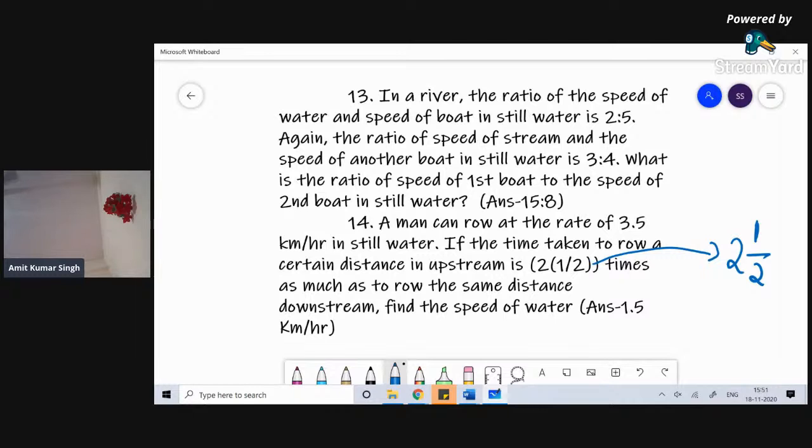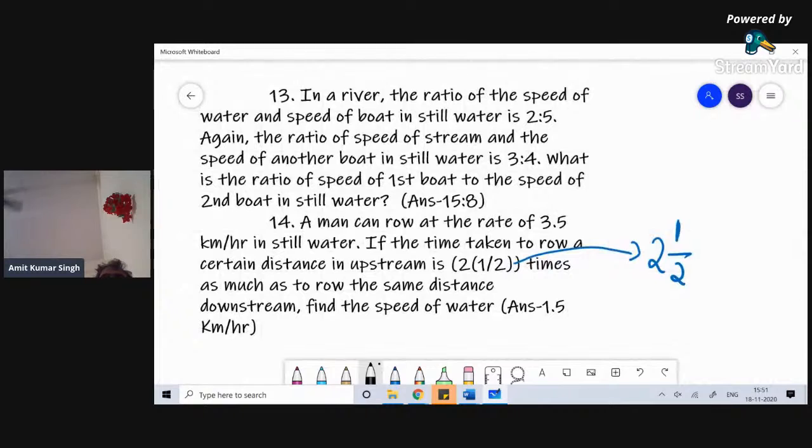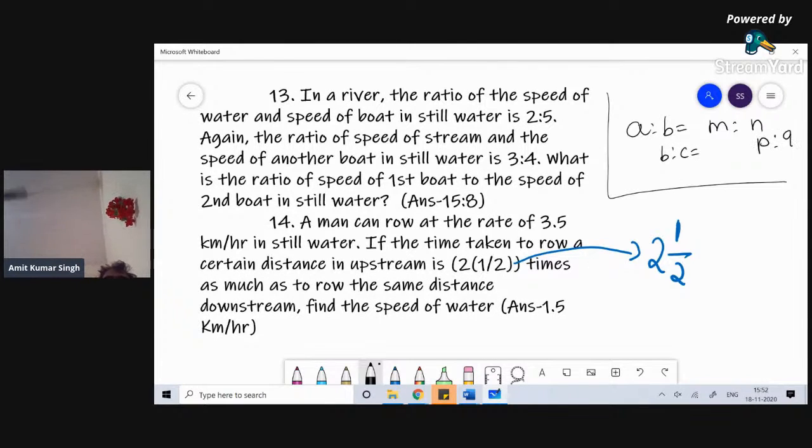Yeah, for question 13, you can use the formula. If you remember, you studied this in ratio. The ratio of A is to B is suppose M is to N, and the ratio of B is to C is suppose P is to Q. Then the ratio of A is to B is to C is MP is to NP is to NQ. I hope you studied this in ratio. You can just use this to get the answer of this problem. It's very simple.